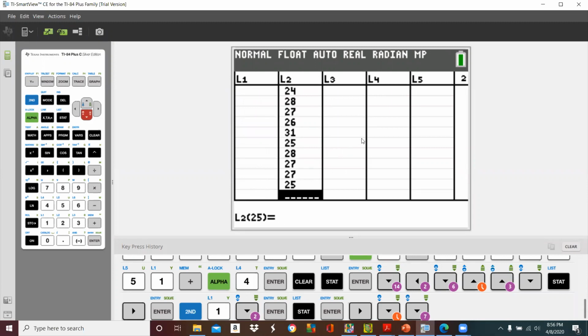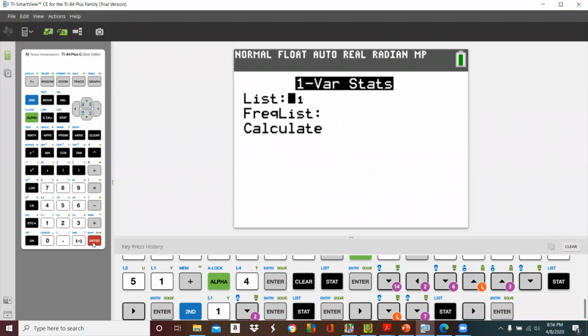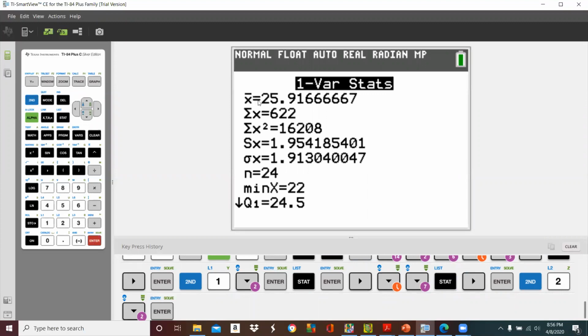Yep, 24 data points. And if we go to one variable statistics on the calculator, hit enter, I'll put L2 in here, second 2. Scroll down, enter. Here's our mean, 25.917. I guess we can round it to 0.917. And here's the sample standard deviation. I'll say 1.954.